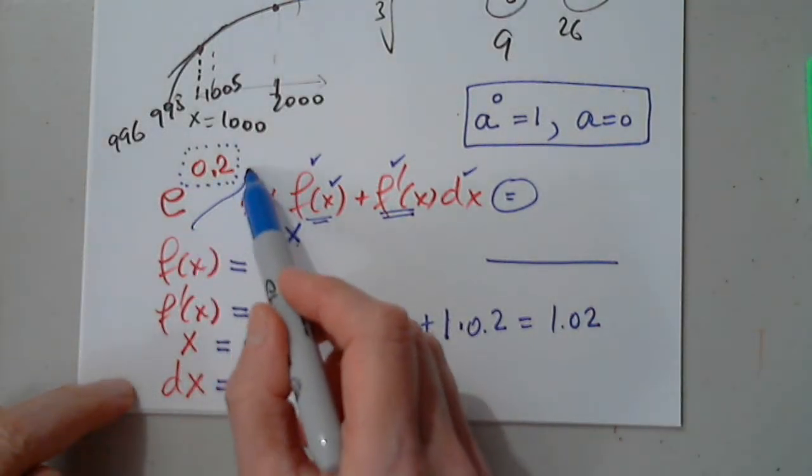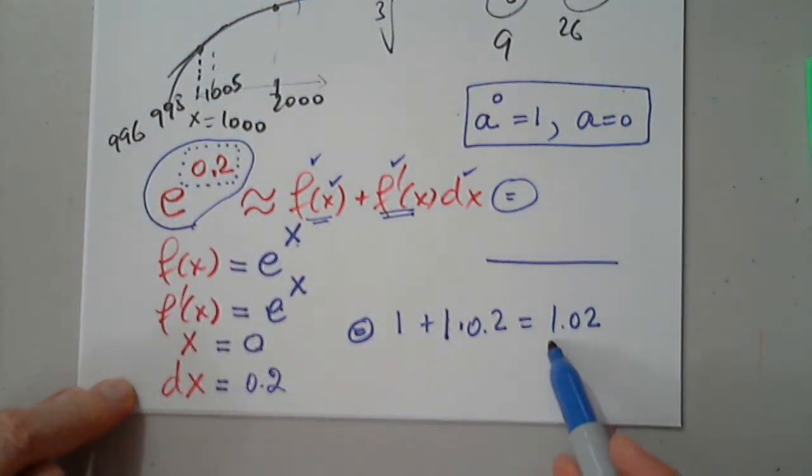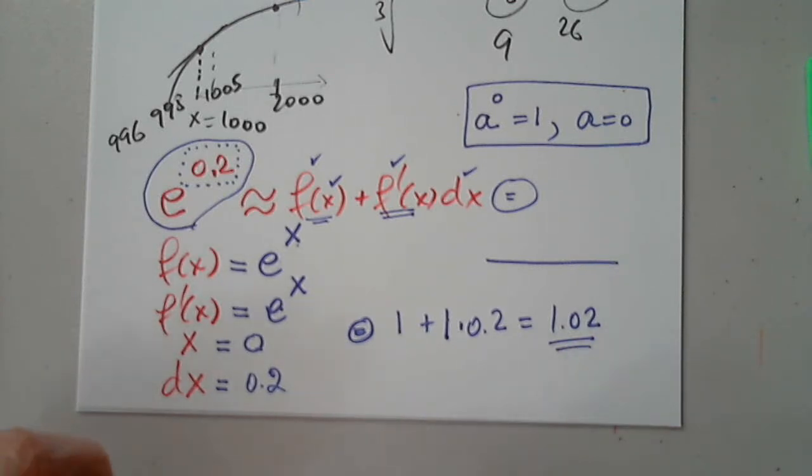You had no idea that you are capable of approximating e to 0.2 with a simple calculation. Well, calculus allowed us to do that. It's a very good approximation because the number is very close. I mean, the error is very small. So e to the power 0.2 is 1.22, and we got 1.2.